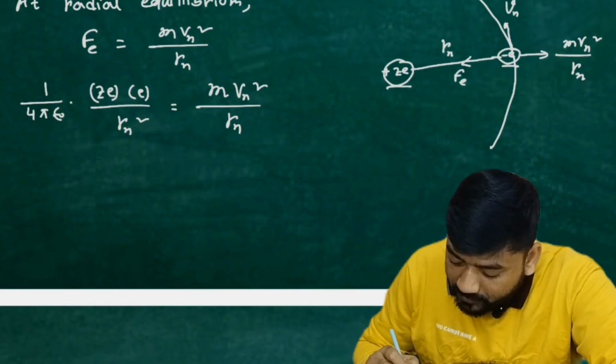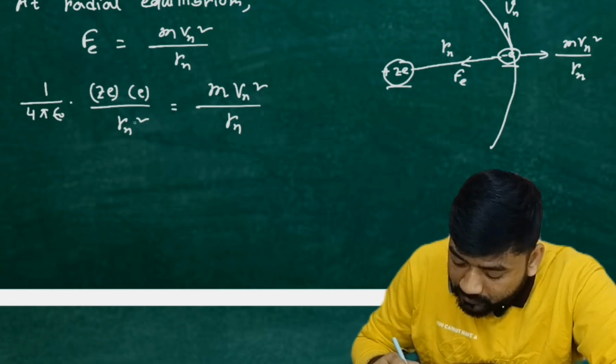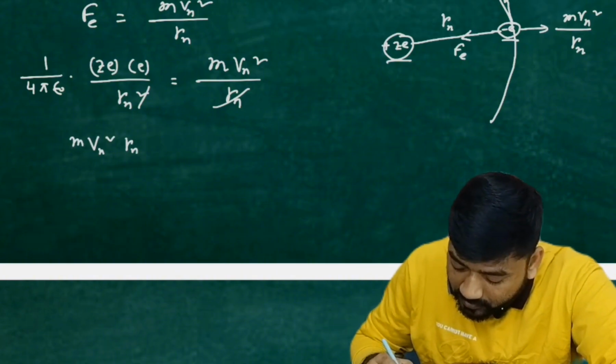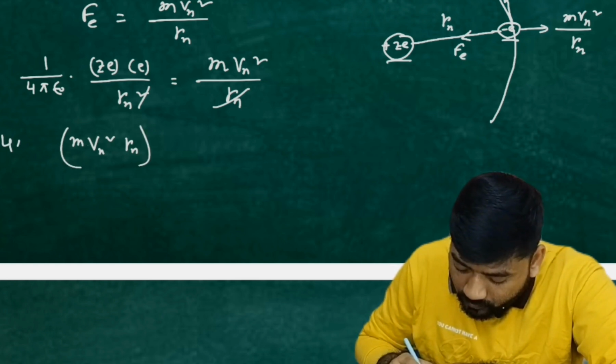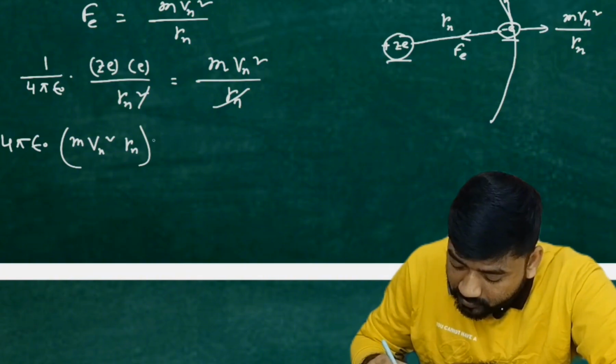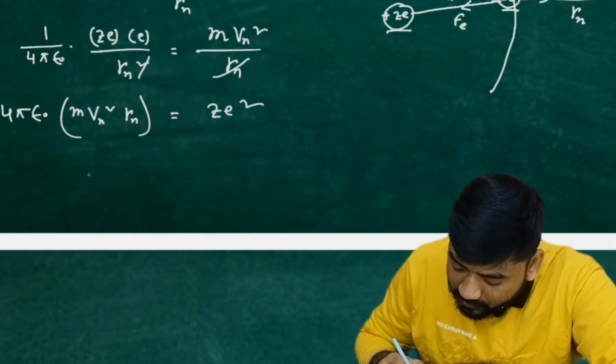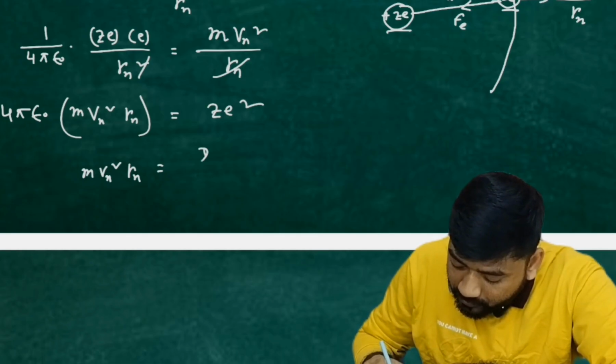So let us first modify this. If you cancel this Rn with one Rn here, we have m Vn square into Rn. If we do the cross multiplication, you will get 4 pi epsilon naught also. So 4 pi epsilon naught Rn into m Vn square is equal to Z e square. So basically we can write it this way also: m Vn square Rn equal to Z e square upon 4 pi epsilon naught.